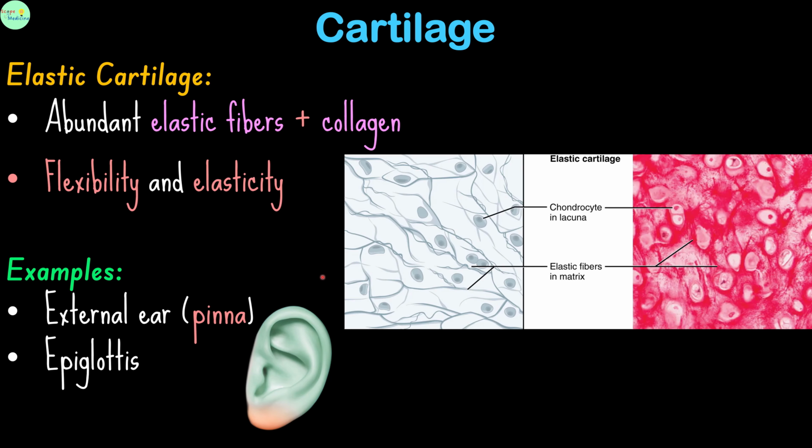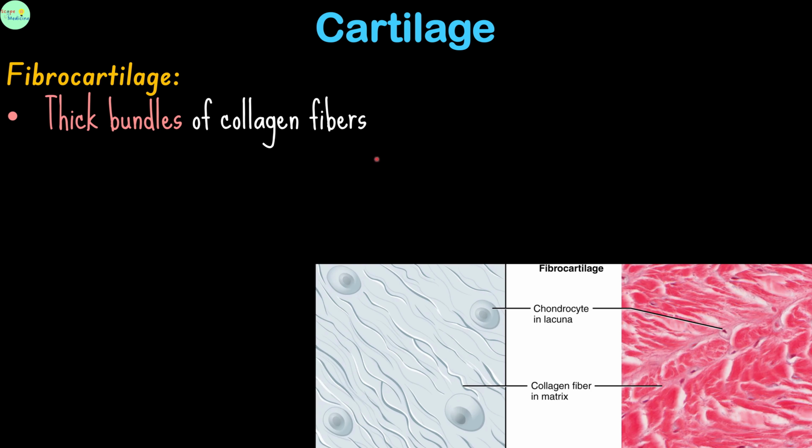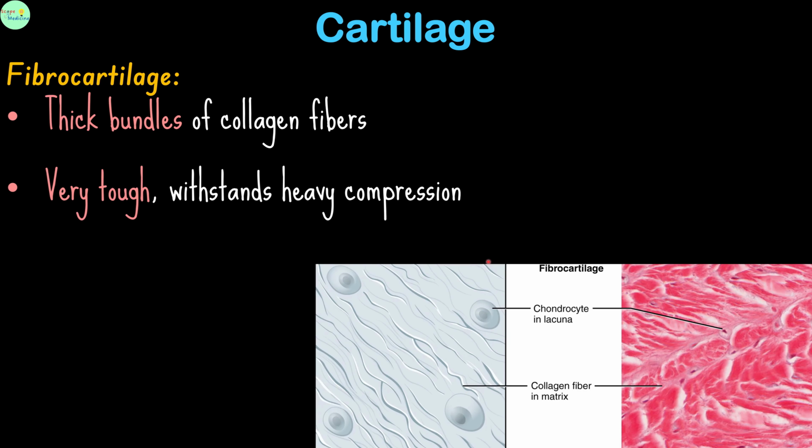The epiglottis, which closes off the laryngeal inlet during swallowing to prevent aspiration of food and liquid into the trachea. And the auditory tube, which connects the nasopharynx to the middle ear and must remain patent yet flexible to allow for pressure equalization. Fibrocartilage contains thick, densely packed bundles of type 1 collagen fibers within its matrix, making it extremely tough and capable of withstanding heavy compression, tension, and shear forces.